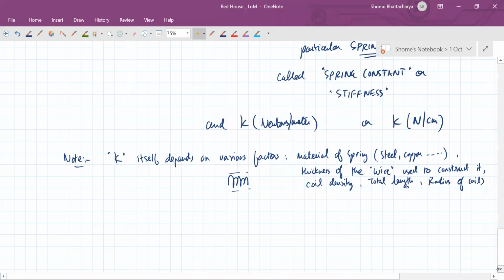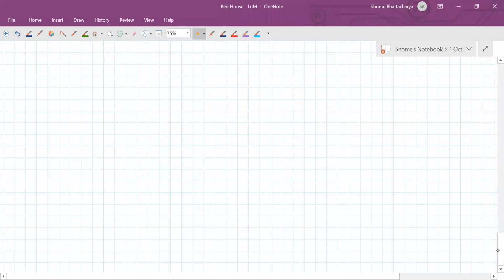Now, currently the job for us is that, assuming we know the spring constant or the behavior of the spring, we apply Newton's laws to it. So let's understand an example of that over here.